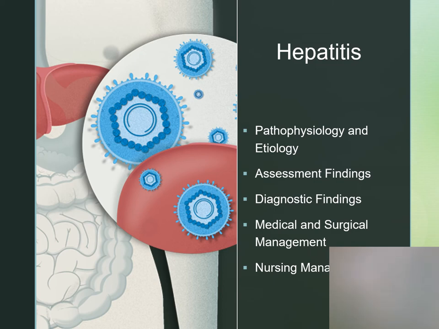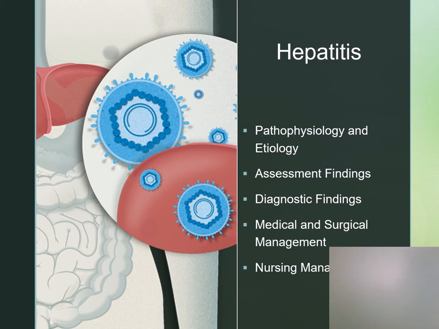Hepatitis G follows a blood transfusion. Hepatitis B, C, and D are chronic and persistent, and B and C are involved with hepatocellular carcinoma. Other types of hepatitis include autoimmune, toxic, or drug-induced.